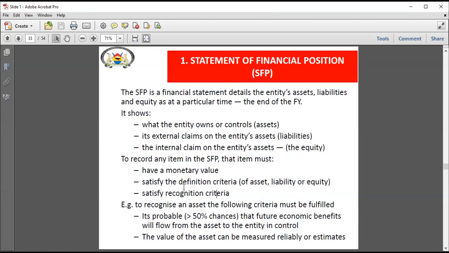To recognize an asset, the following criteria must be fulfilled. It is probable. By probable, we are looking at a 50% or greater chance that future economic benefits will flow to the entity from this asset. We also have control over this asset. And the value of the asset should be measured reliably.